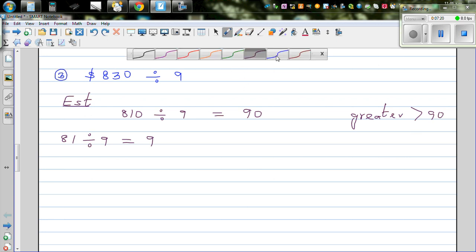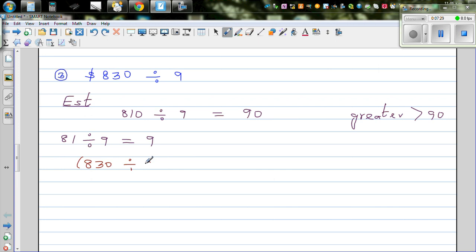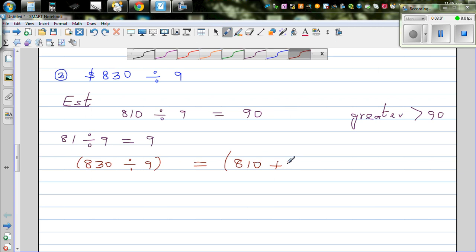Okay, so how will we do this? So I'm going to divide, again using the distributive property. So this is 830 divided by 9. So I'm going to split this into 810 plus 18 plus 9. 18 plus 9 is 27 and plus 3. Okay, is this right? Yeah, 810 plus 18, so this is 30. No, this has to be 30, so I want to make this 30. So I want to add 20, so this is 18 plus 2.